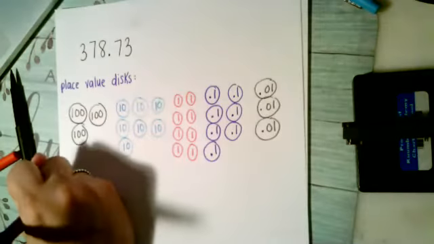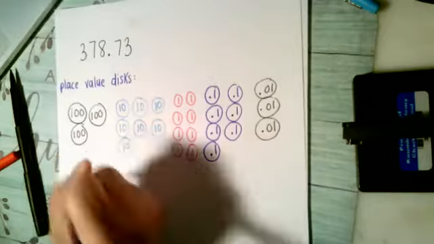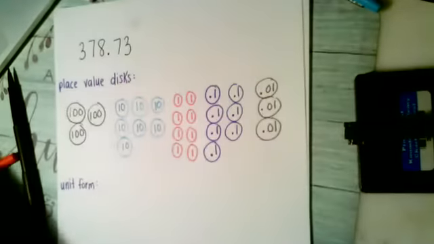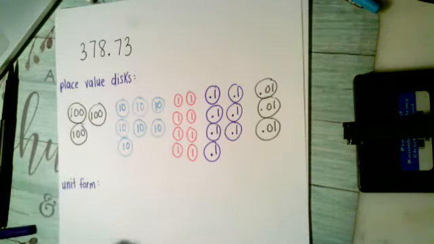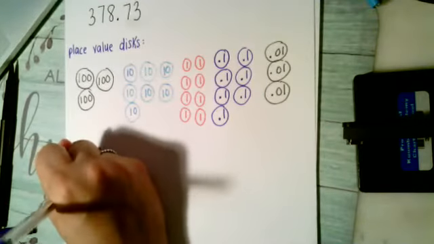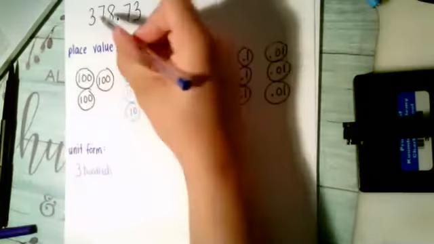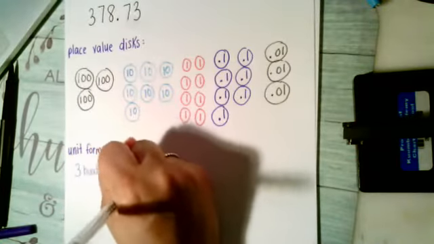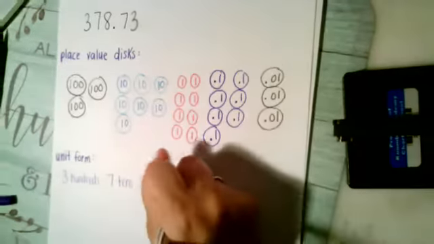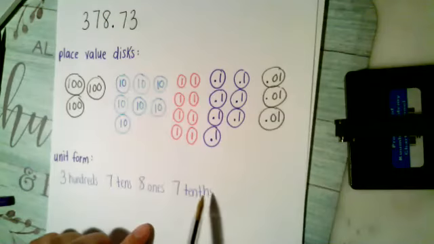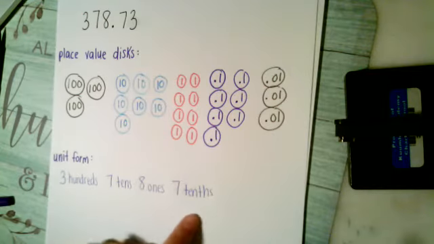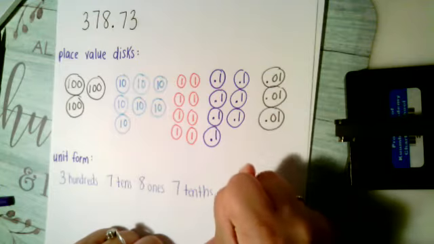Now, if I wanted to model this in unit form, unit form is when you write the number and then write out the unit in word form. So, for example, I would say, I have a 3 in my hundreds, so I would write the number 3 and then write the word hundreds. So, 3 hundreds, 7 tens, 8 ones, 7 tenths. And here's why it's extremely important to remember that anything to the right of the decimal has the th at the end, because that's going to differentiate the tens and the tenths.